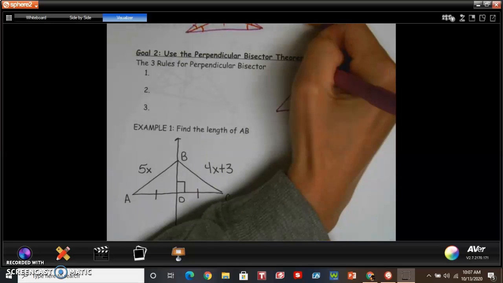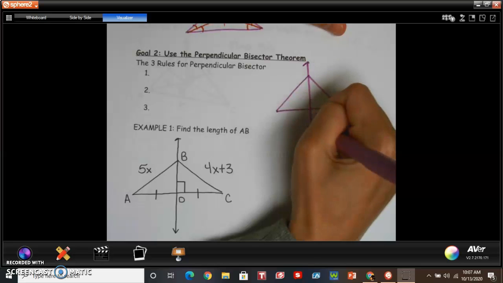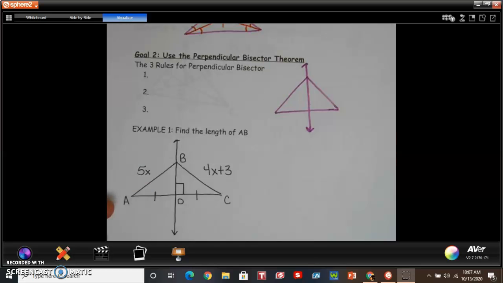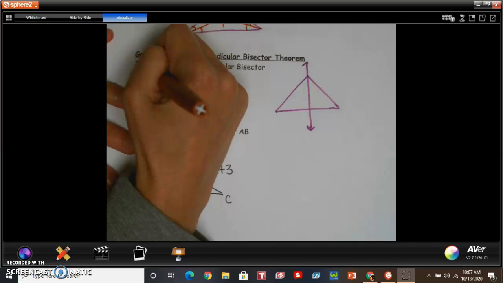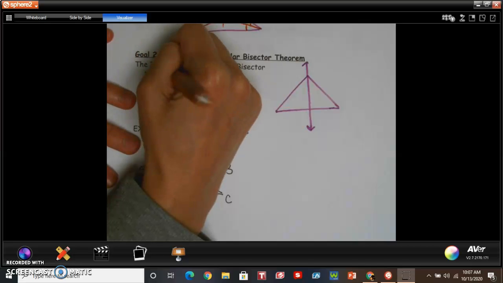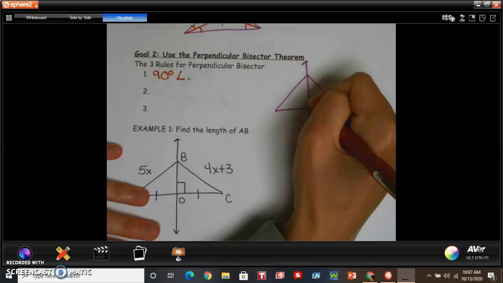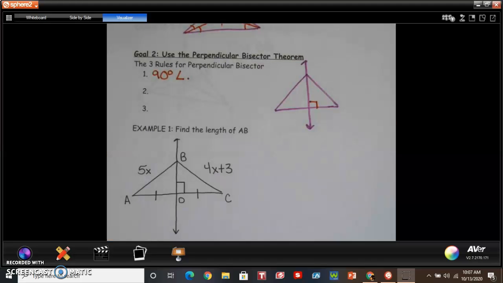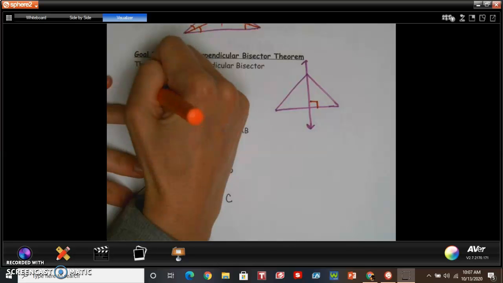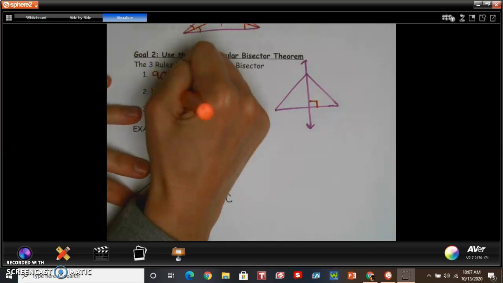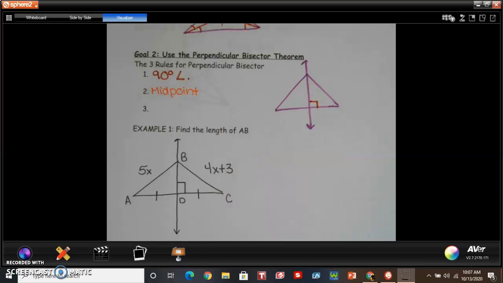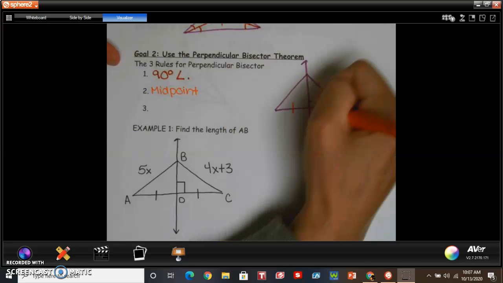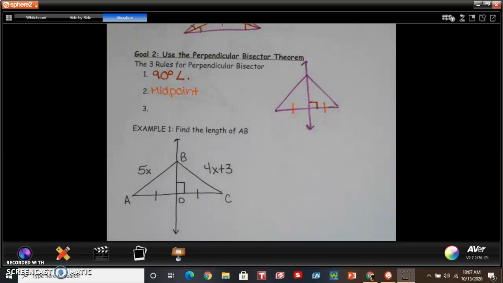All right. When you have a perpendicular bisector, the first part we'll be looking for is a 90-degree angle, like so. That is one part of your perpendicular bisector, that word perpendicular. The next part is going to be the midpoint, because that's how we know it's a bisector. So you'll be looking for that right angle to be cutting 2 congruent parts, like so.